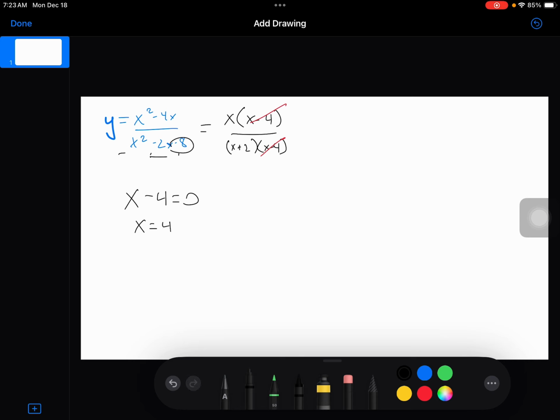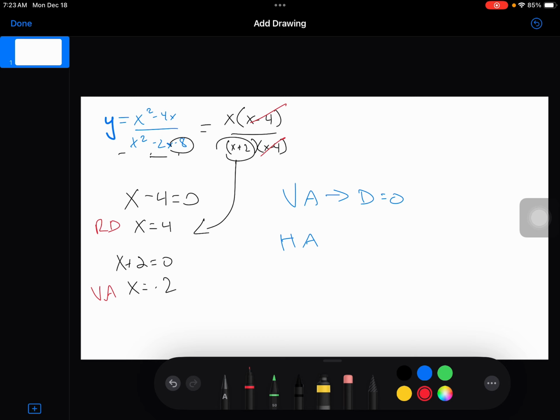And then we've got to deal with our vertical asymptote rules and our horizontal asymptote rules. Vertical asymptote is where the denominator equals 0, so that number is excluded from the domain. In this case, x plus 2 is equal to 0, and so x is equal to -2. And so we've got a removable discontinuity here at x equals 4, and then we've got a vertical asymptote here.